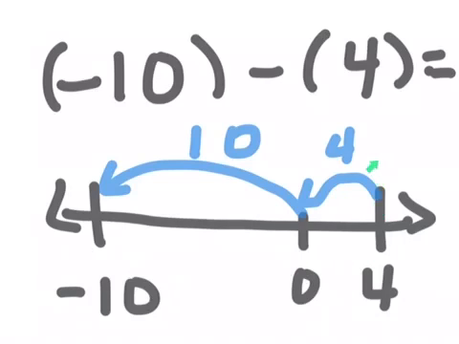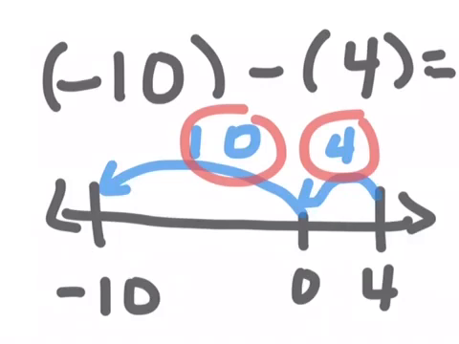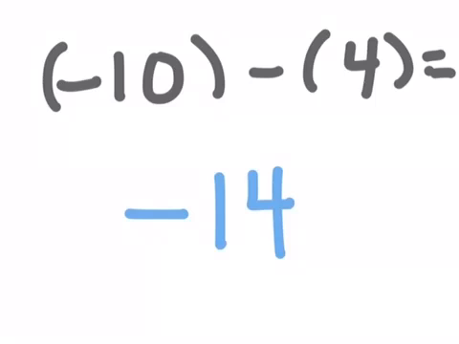The next thing I do is I jump from my 4 to my 0, which is 4 spaces, and then from my 0 to my -10, which is 10 spaces. So I have to add my 4 and my 10 together. And since we moved to the left, my answer is going to be negative. So the answer to what's the difference between 4 and -10 is going to be -14. Because again, I jumped 4 spaces from 4 to 0 and 10 spaces from 0 to -10. That's a total of 14 spaces to the left, so -14.